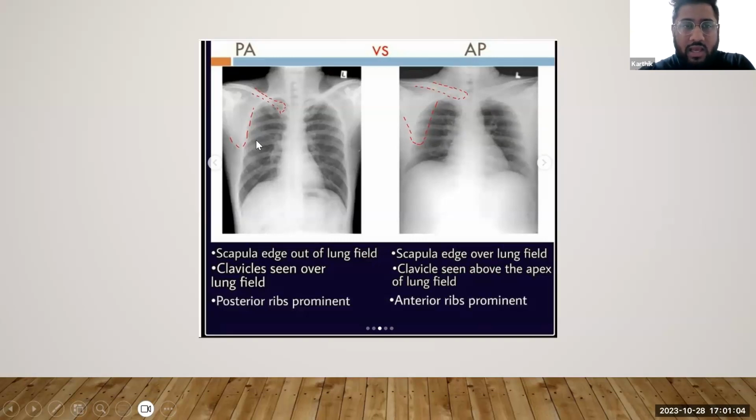Whereas on the PA view, we don't see the scapula as much outside of the lung field, and we get a more expanded chest. So if you can see here the length of that compared to here, we get more expansion on the PA view. And this is why we typically opt for PA views in the emergency setting.